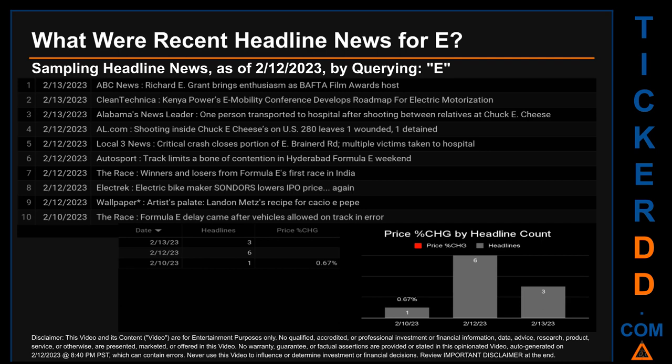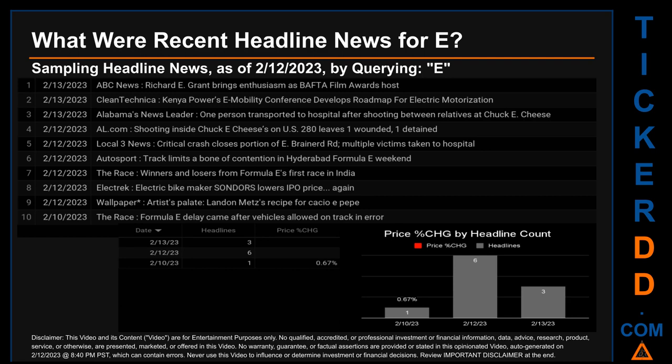It had 6 discovered headlines when Clean Technica published the headline that read, Kenya Powers E-Mobility Conference develops roadmap for electric motorization. Alabama's News Leader published the headline that read, One person transported to hospital after shooting between relatives at Chuck E. Cheese. Al.com published the headline that read, Shooting inside Chuck E. Cheese's on US 280 leaves 1 wounded, 1 detained. Local 3 News published the headline that read, Critical crash closes portion of E. Brainerd Road, multiple victims taken to hospital.